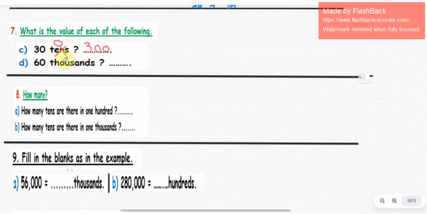Letter D, 60,000. I have to cancel the word thousand and put 3 zeros. So it will be 60,000. And don't forget to put the comma after 3 digits.